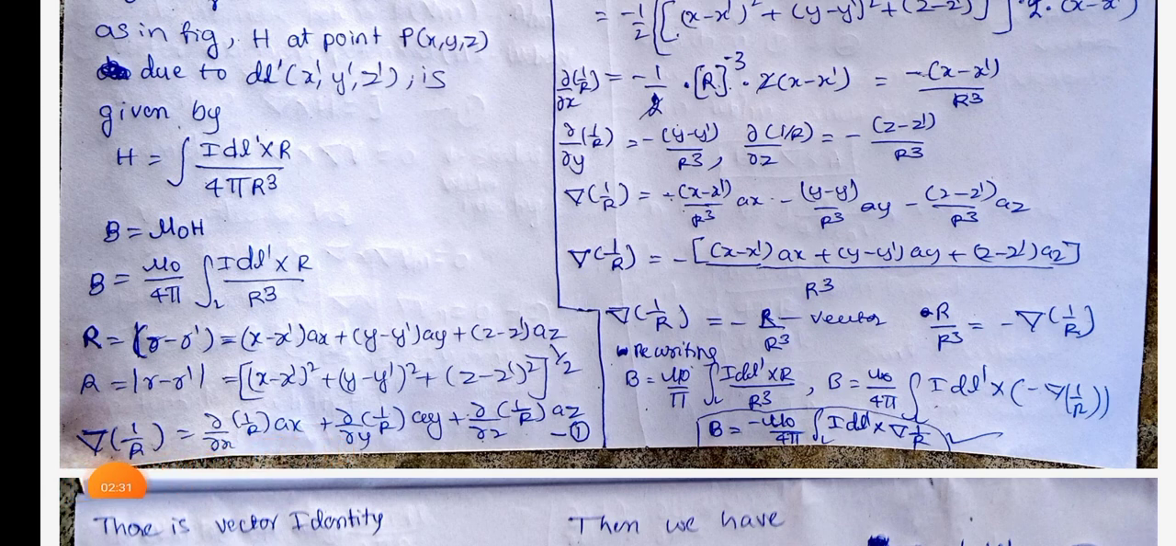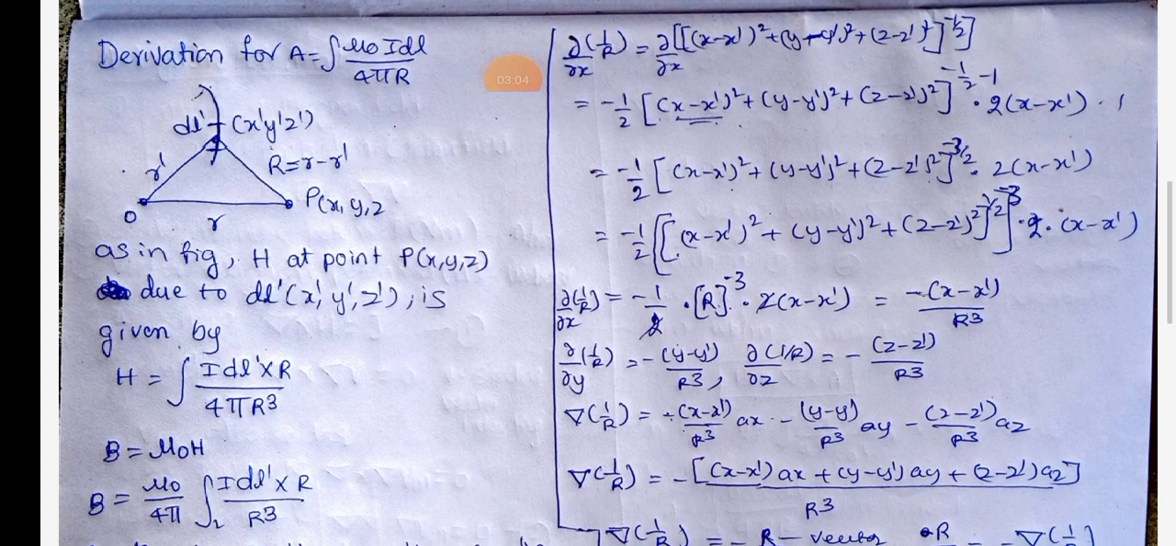Now we want to calculate del of 1 by r. So del of 1 by r means dou by dou x of 1 by r ax, dou by dou y of 1 by r ay, dou by dou z of 1 by r az. So this is partial differentiation of 1 by r with respect to x, with respect to y, with respect to z. Now we are differentiating 1 by r with respect to x.